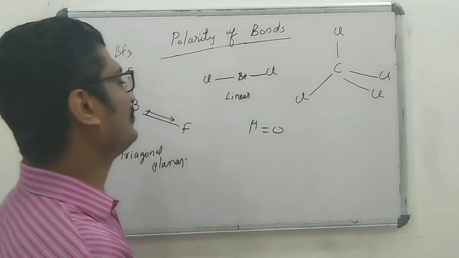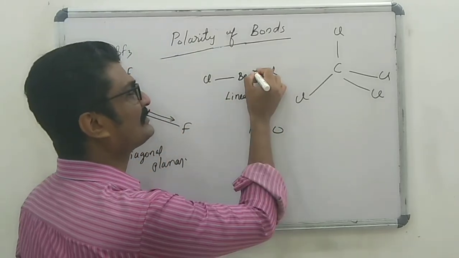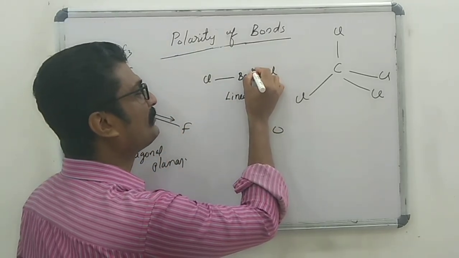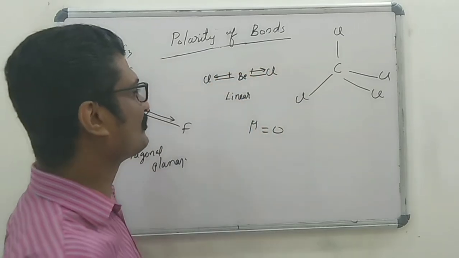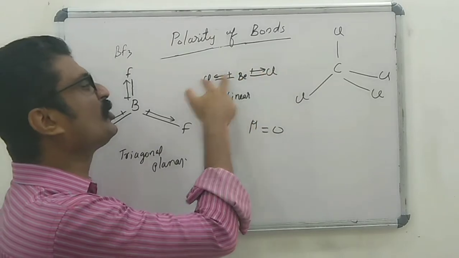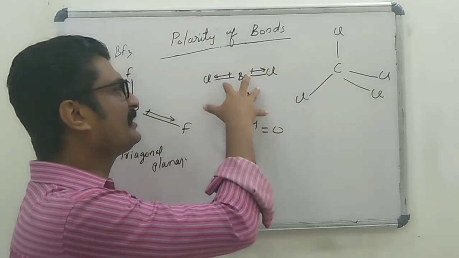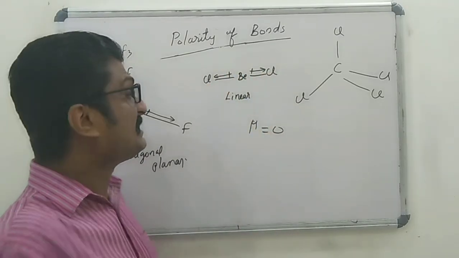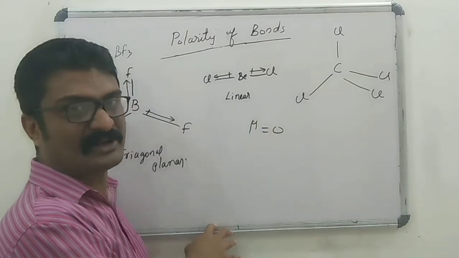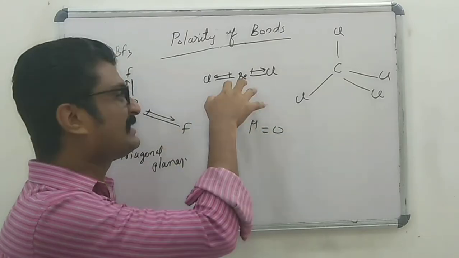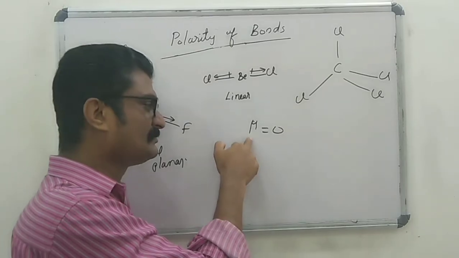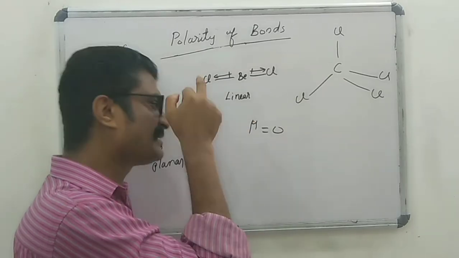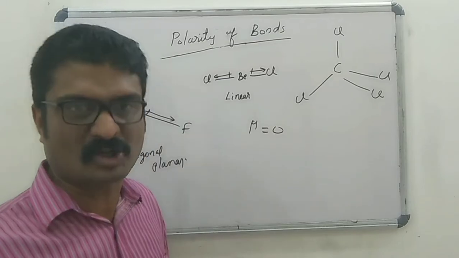Please listen. In BeCl2, the bond moments are pointed towards the more electronegative chlorine. These two bond moments point in opposite directions and cancel each other. These two vectors indicating the individual bond moments cancel each other, and hence the net dipole moment, the resultant dipole moment, is 0.